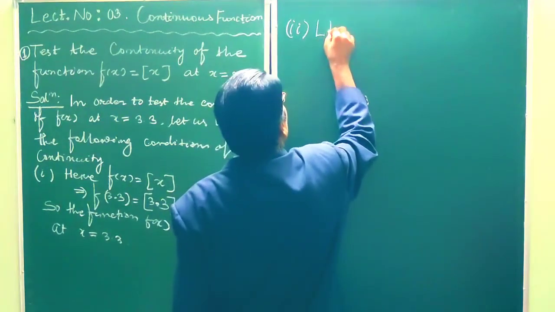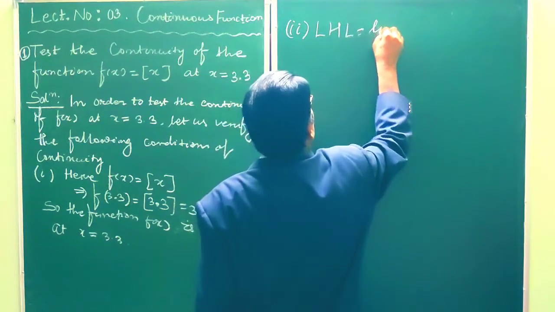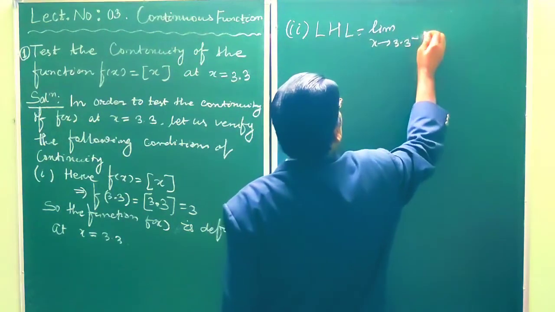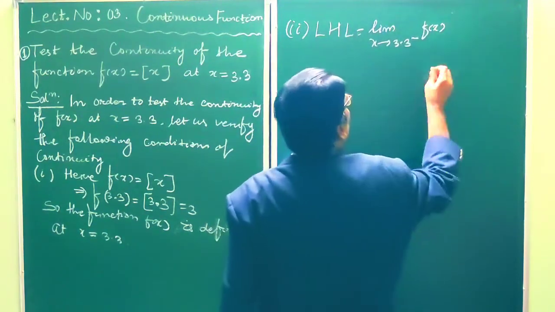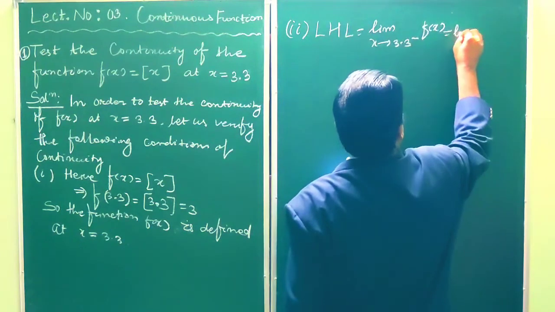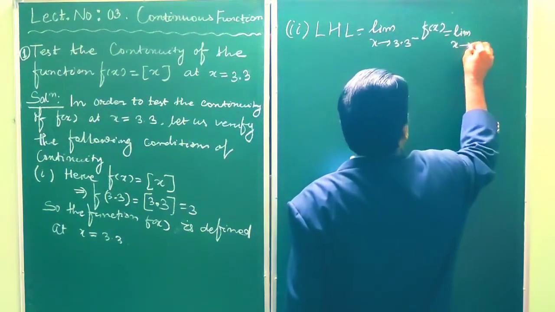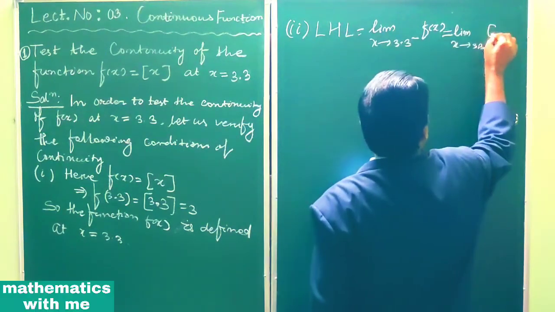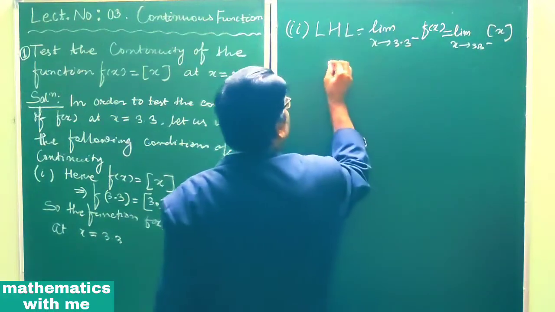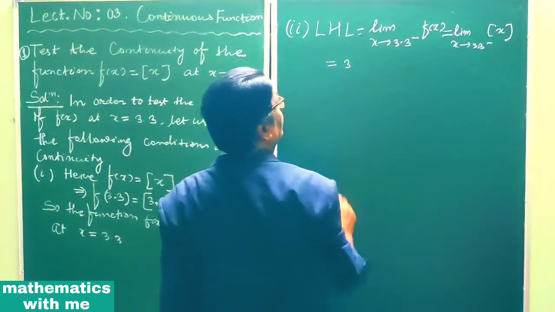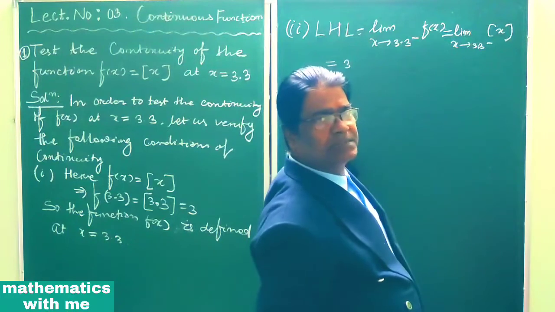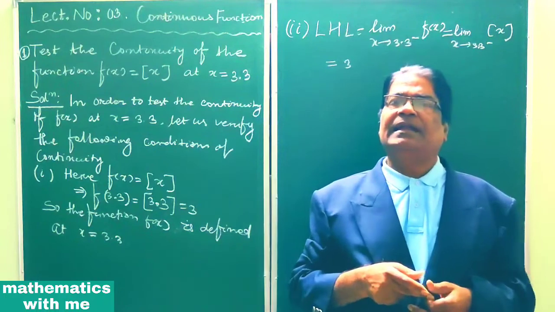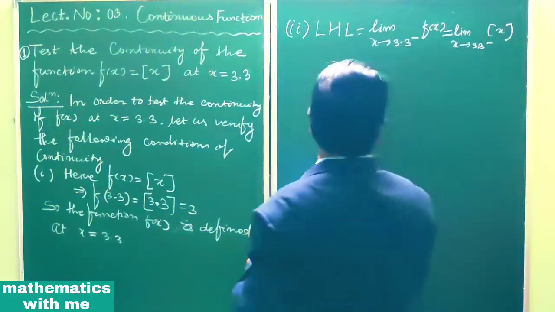Now left hand limit is equal to limit x tends to 3.3 minus f(x), which is equals to limit x tends to 3.3 minus [x]. So this will be 3. Because 3.3 minus means a value which is slightly less than 3.3, and the greatest integer value of that function will be 3.